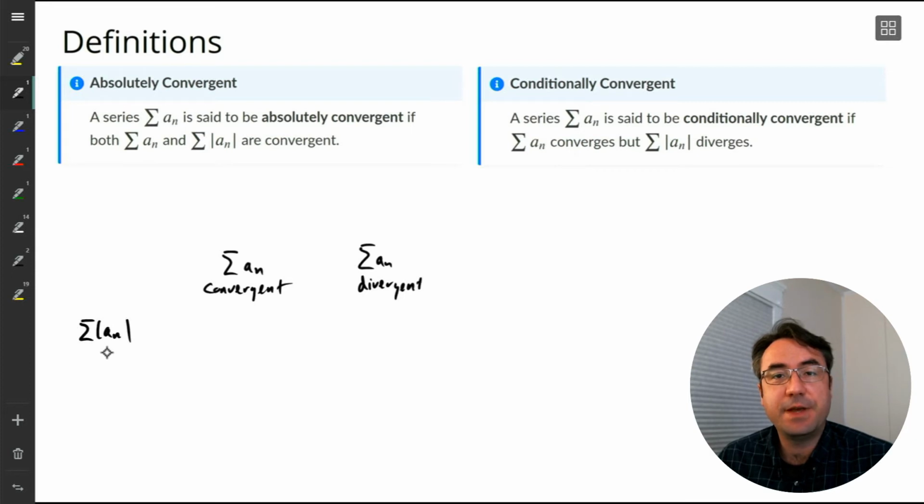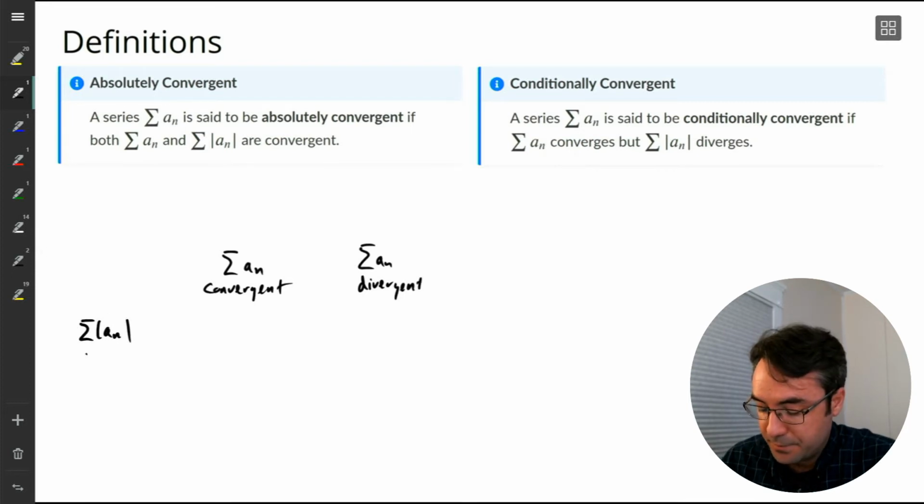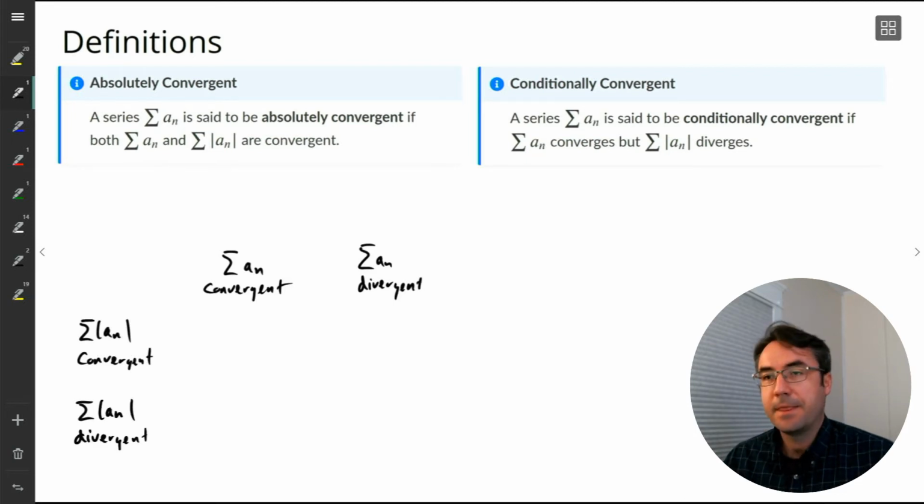Same thing with the other series, the series of absolute value terms. This could either be convergent or it could be divergent. And let's just think about, related to these definitions of absolute convergence and conditional convergence, what's going on. So let's do this little chart here.